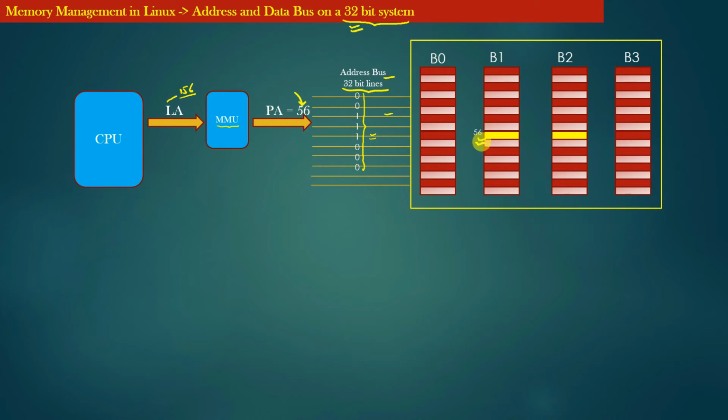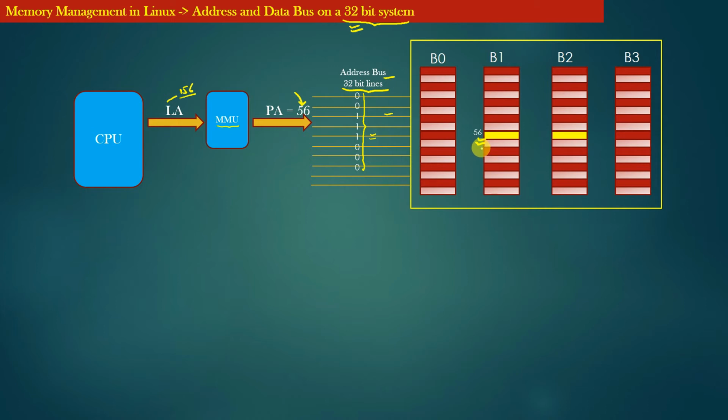Now once a particular memory location in physical memory is identified, the CPU then issues read or write operations to be performed on those physical memory locations. Until this point, the CPU has identified the memory location in physical memory on which it needs to perform a read or write operation.